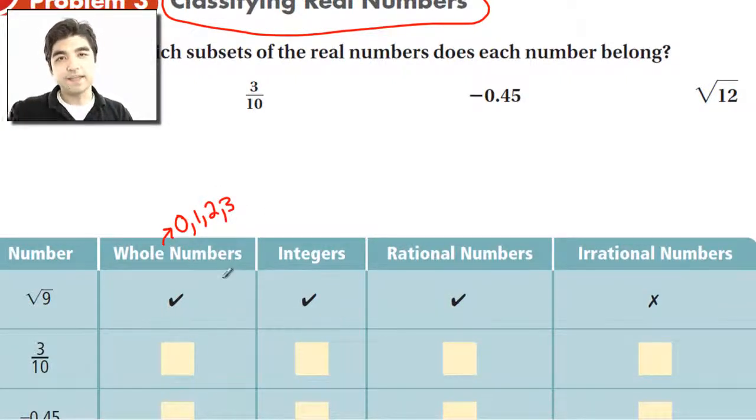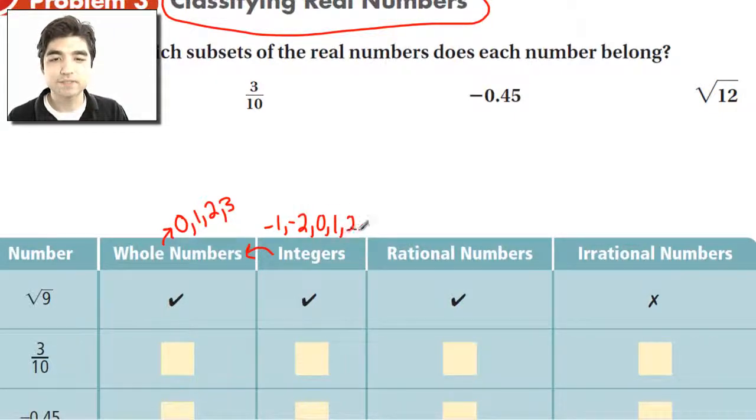Okay, then the next one is called integers. That is everything whole numbers is, 0, 1, 2, 3, but it also includes all the negative numbers like -1, -2, 0, 1, 2. So it's all the positive numbers and negative numbers.